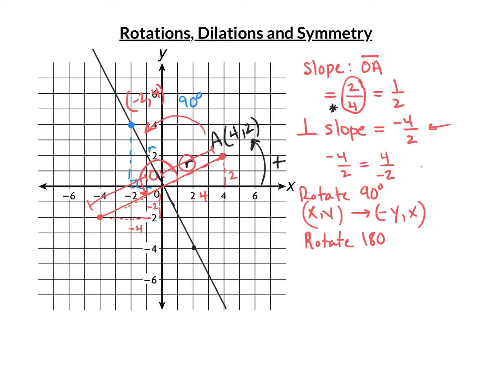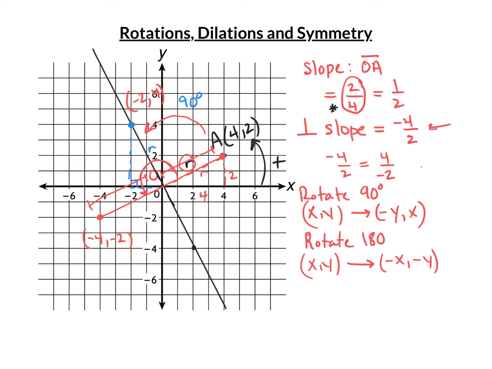It's always along a straight line through the point of rotation and the same distance on the other side, because this is a radius of a circle. I have an r here and an r here. And a point 4,2 becomes the point -4, negative 2. So rotating 180 takes a point x,y and makes it negative x, negative y.